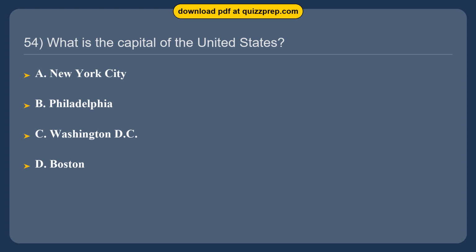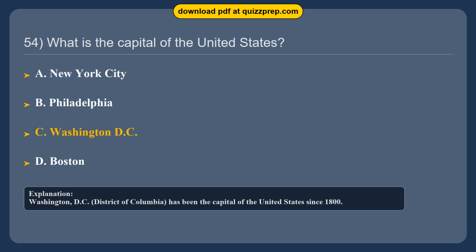Question 54. What is the capital of the United States? Option A, New York City. Option B, Philadelphia. Option C, Washington, D.C. Option D, Boston. The correct answer is option C, Washington, D.C. Washington, D.C., District of Columbia, has been the capital of the United States since 1800.